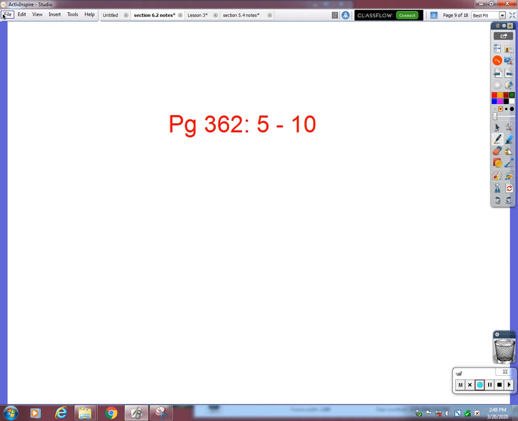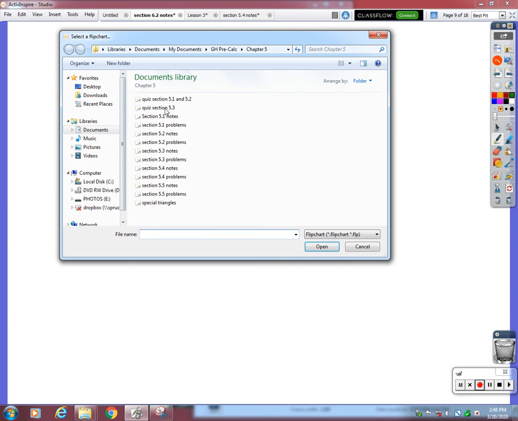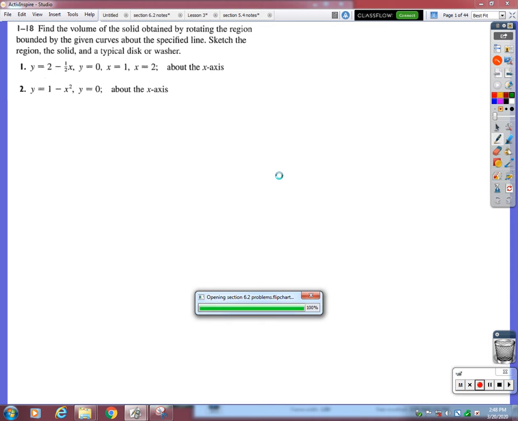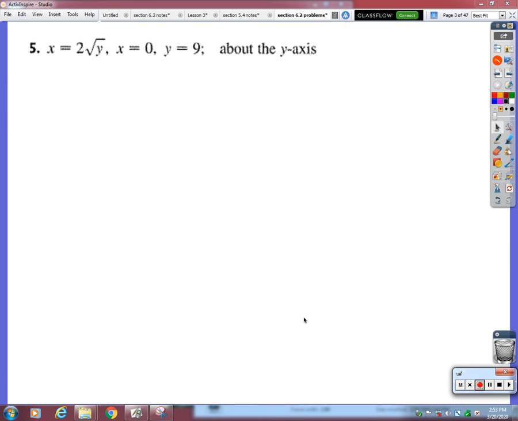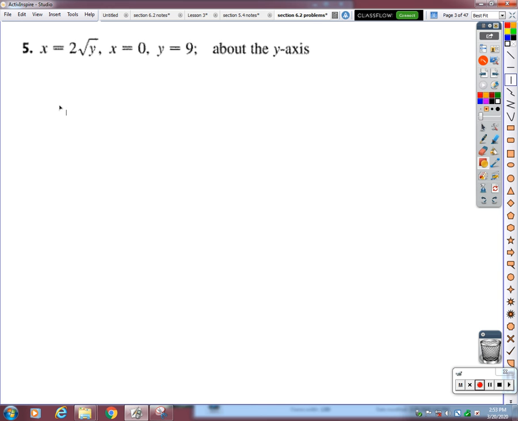So I don't have that open. So let's open up section 6.2 problems. All right. So, okay, let's take a look. First thing we've got to do is draw a graph. And once again, white does not help.